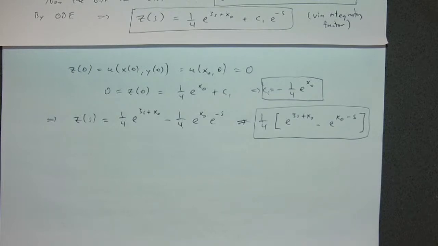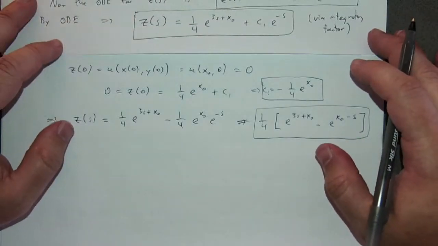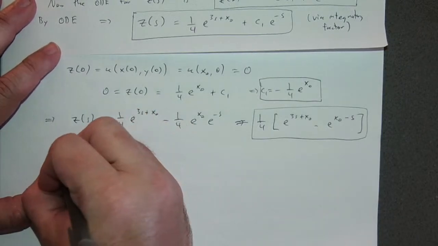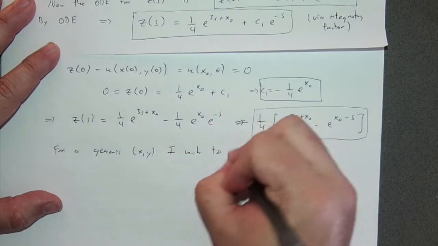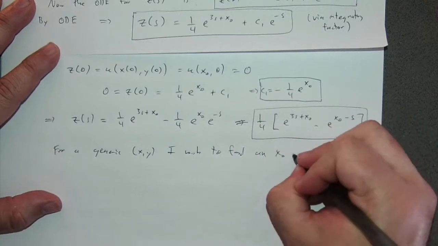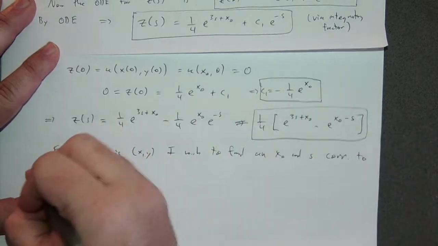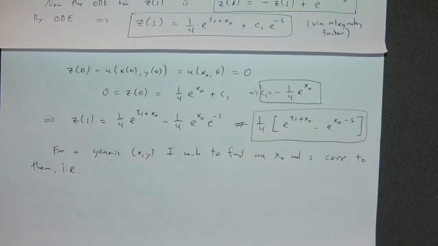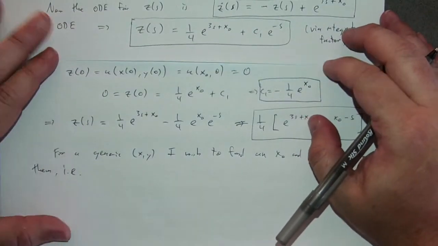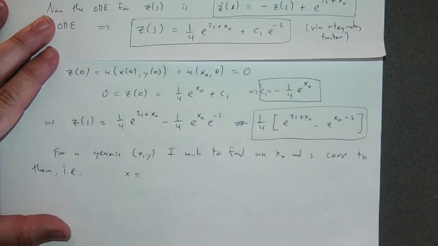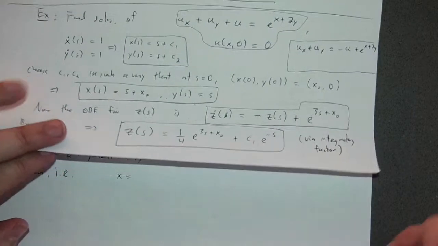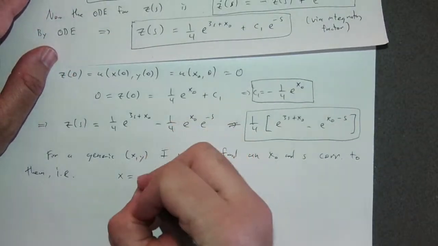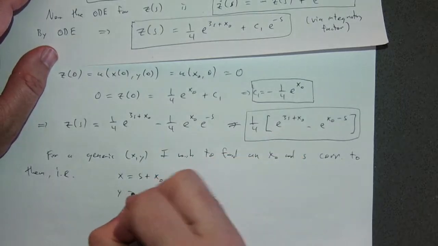Okay. So now what? Well, again, for a generic xy, I wish to find an x naught and s corresponding to them. What did we do to do this last time? We used the characteristic curve, right? So I'm looking for an x that is s plus x naught, and a y that is s.